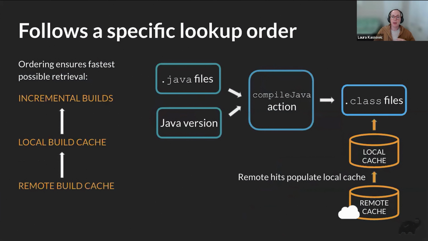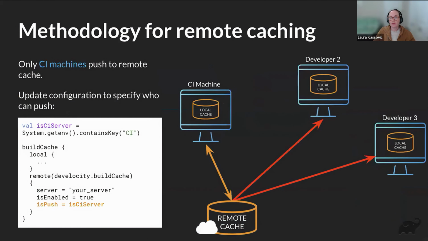So what does that mean? Well, when Gradle checks whether a task can actually be skipped using the build cache, it has to follow a specific lookup order. First, it looks in that build folder. If it's not there, it checks the local build cache. And finally, if it's not there, it checks the remote build cache. So this ordering really ensures the fastest possible retrieval first, and it falls back to the broader caches only when it's absolutely necessary.